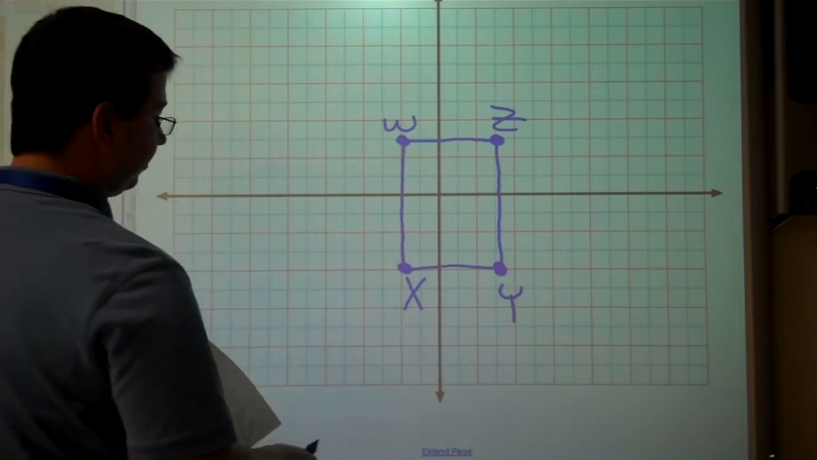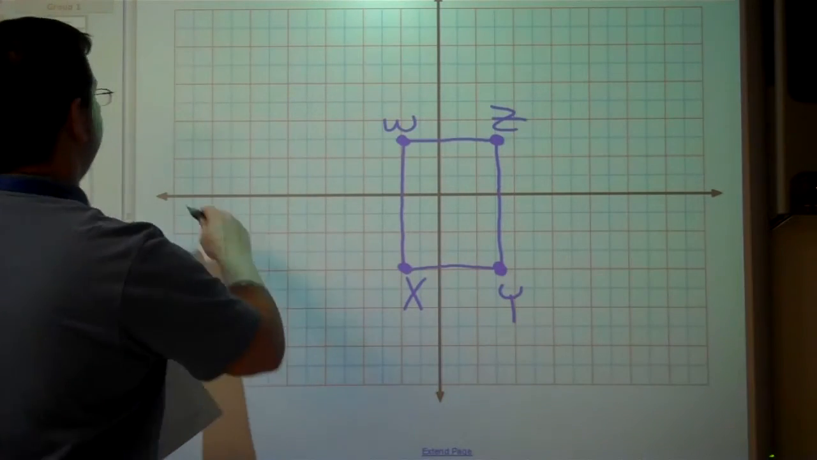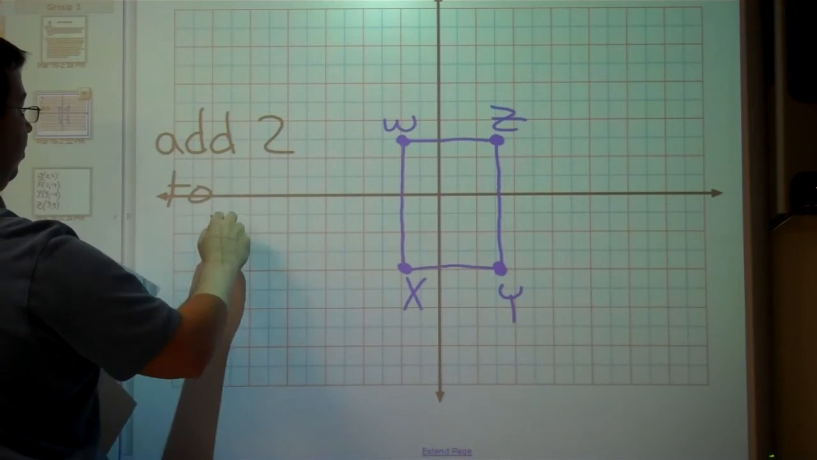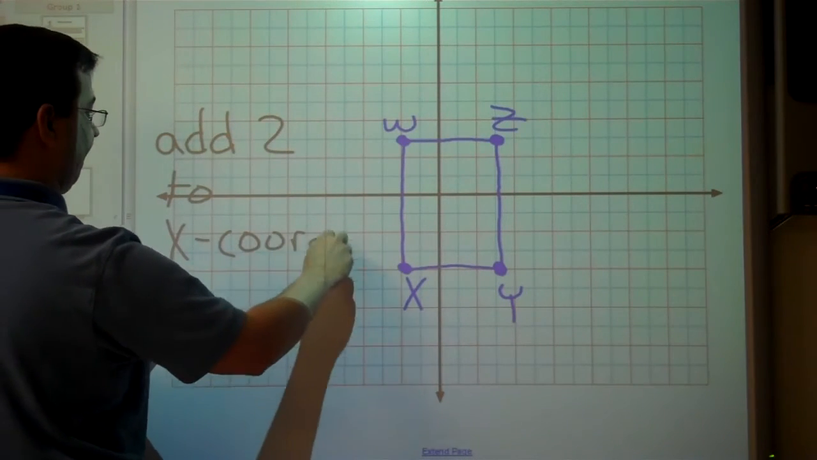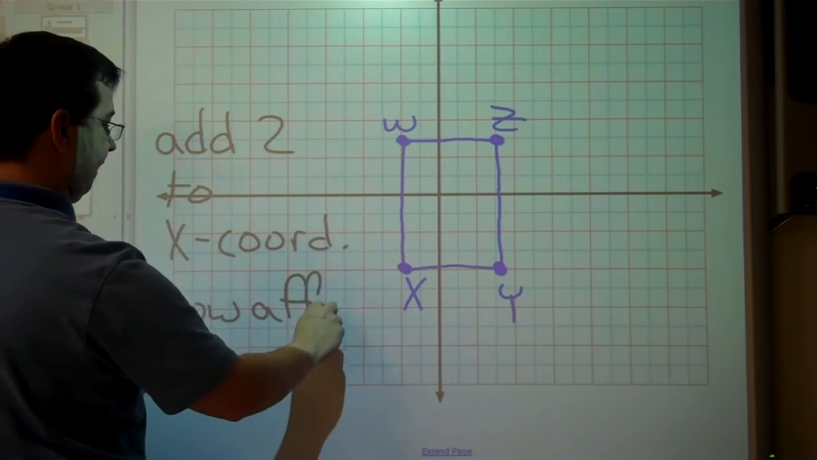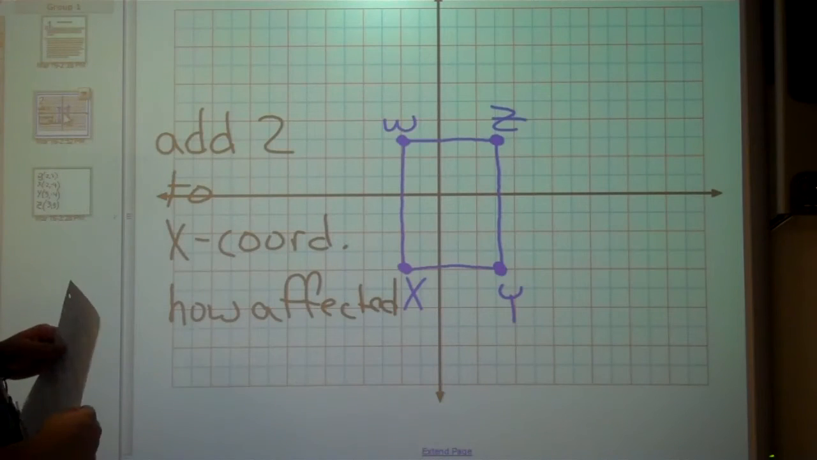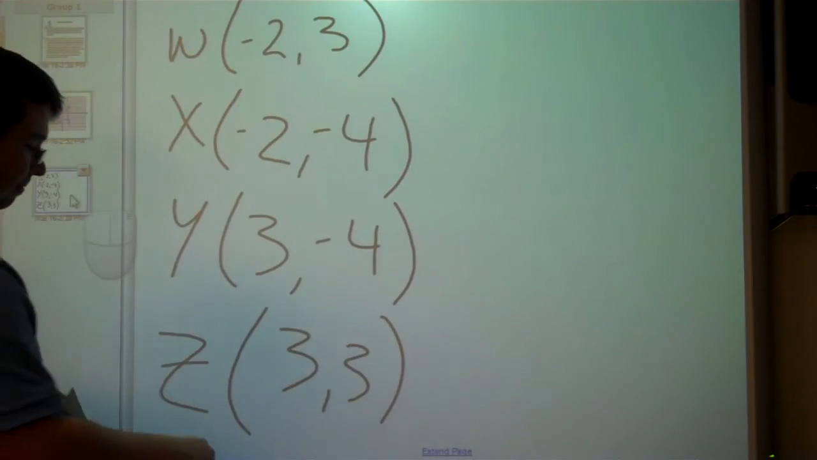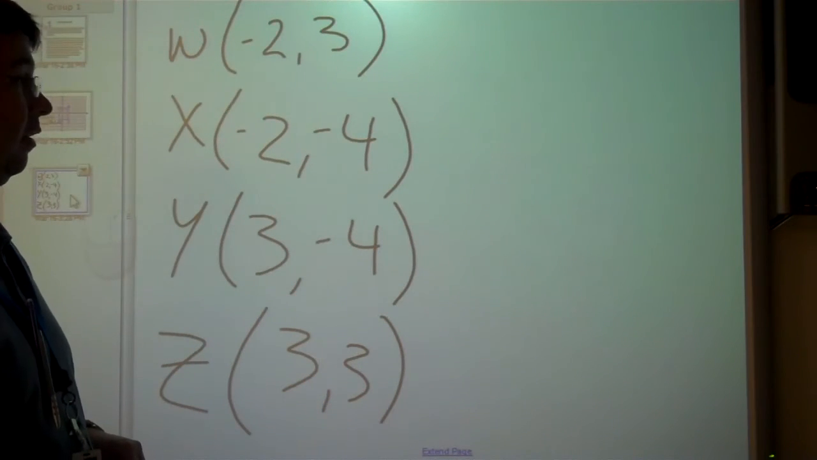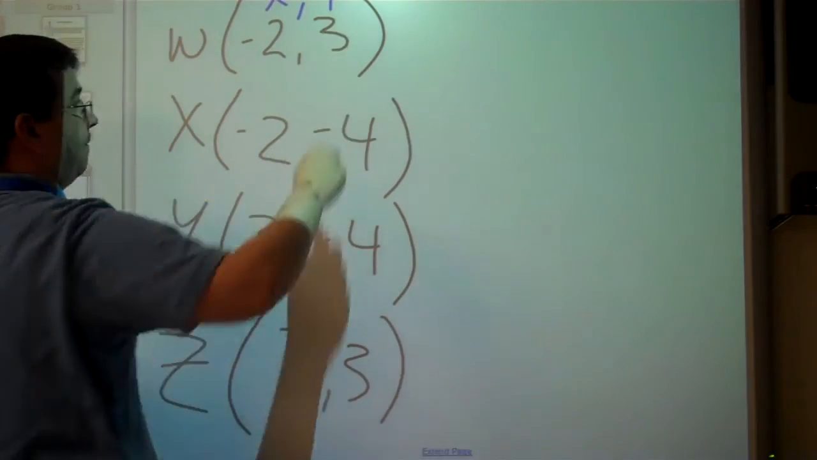Now it says, if you add 2 to the X coordinate, how is it affected? Well, let's come back here. Which one is our X coordinate? The first one, right. These are the X, these are the Y.